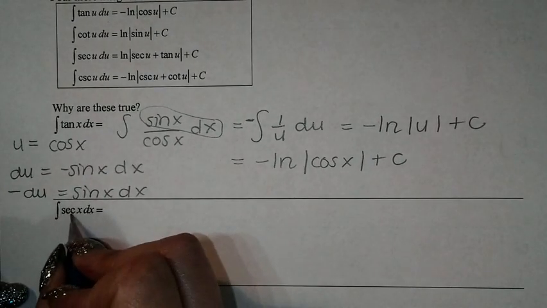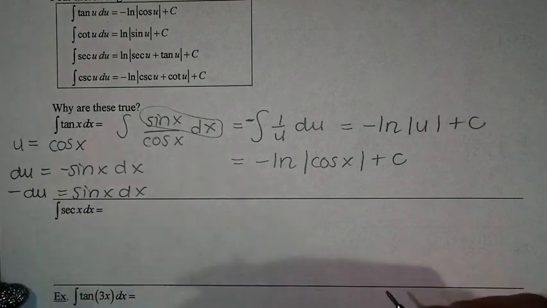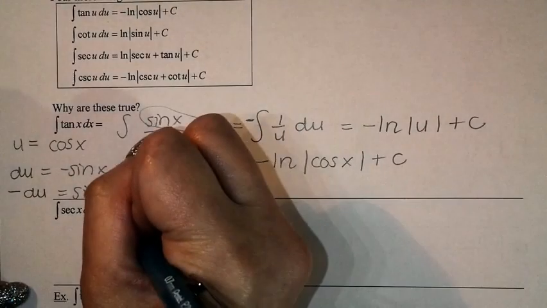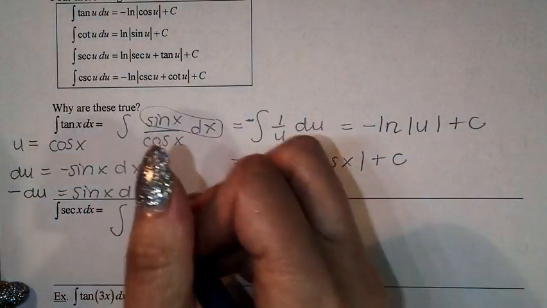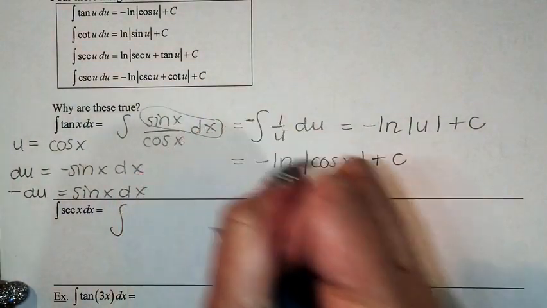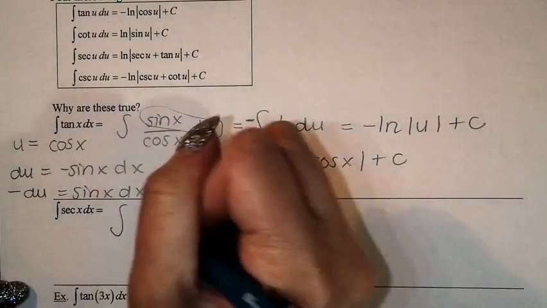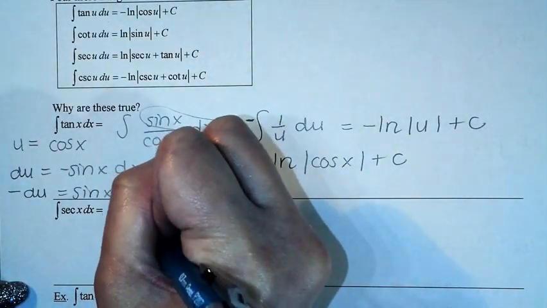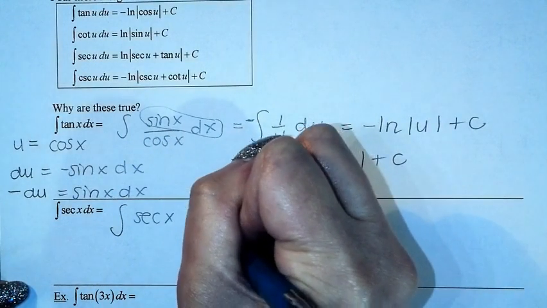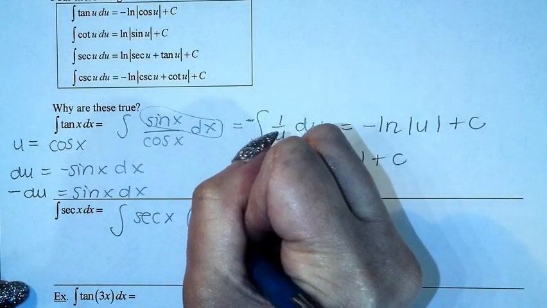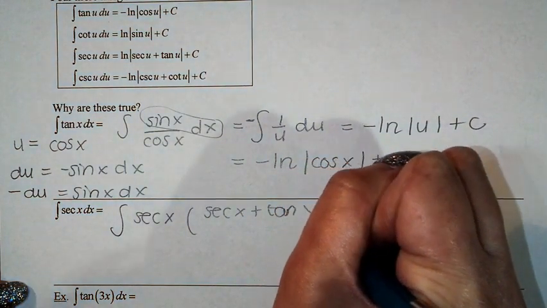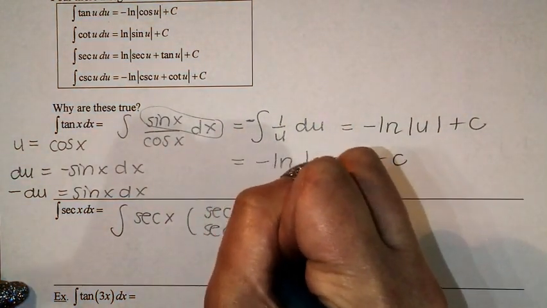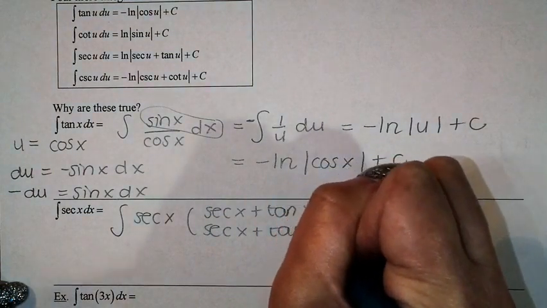Now, the next one that we have over here is not as trivial. You're going to tell me, oh, this is 1 over cosine, but it's not going to fly the same way. The way that mathematicians figure out this proof is the following: you have to multiply by a magic 1. You have your secant x here, and the magic 1 is going to be pretty interesting. It's going to be secant x plus tangent x divided by secant x plus tangent x, and all of this dx.